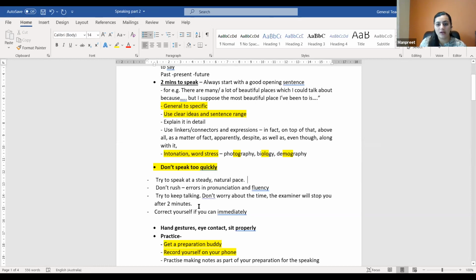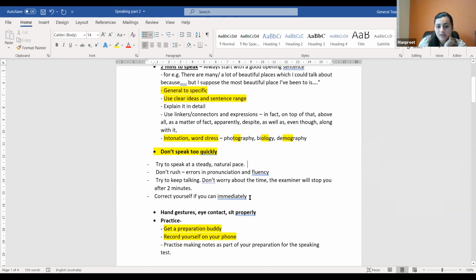Even if you won't have a timer in front of you, the examiner will have it. So don't worry, even if you feel that it's 2 minutes, don't stop. When it's 2 minutes, the examiner will stop you. Sometimes they can go 10 seconds extra, which is fine, but you don't have to stop. The examiner will stop you. Don't worry about the time, just keep talking, keep explaining the topic.